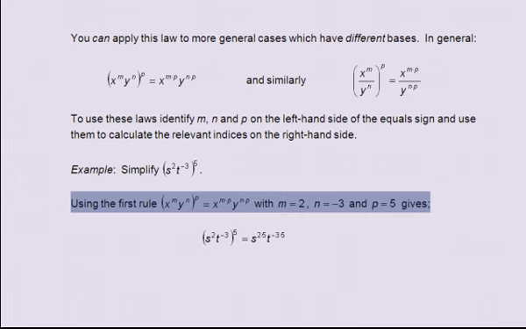equals s to the power 2 multiplied by 5 multiplied by t to the power minus 3 times 5, which equals s to the power 10 multiplied by t to the power minus 15, which equals s to the power 10 divided by t to the power 15 when you apply the reciprocal law.